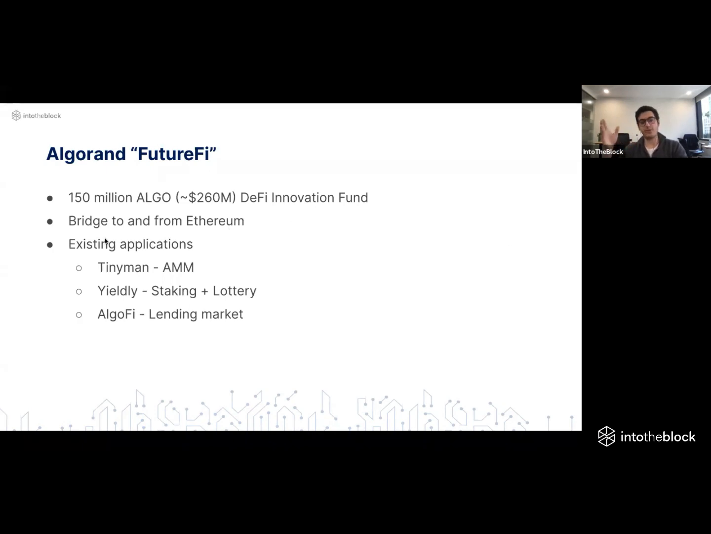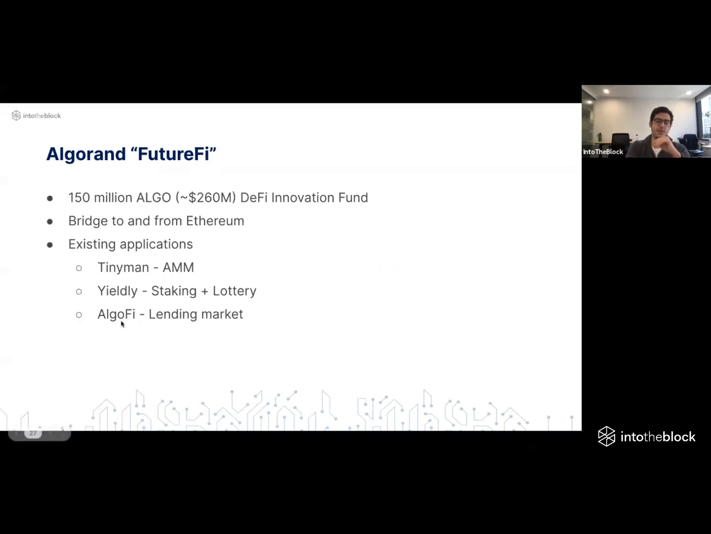They also already have built bridges to and from Ethereum. I believe they also plan to bridge with other smart contract platforms. And they already have a few DeFi applications up and running, such as Tinyman, which launched just a few days ago. It's the first AMM. They already have significant backing with large players and a good amount of trading volume taking place. They have Yieldly, which is right now the application with the largest total value locked, which is sort of a hybrid between the no loss lottery concept and staking for other tokens.